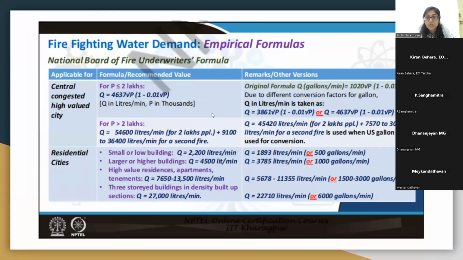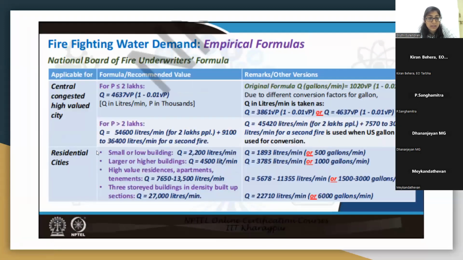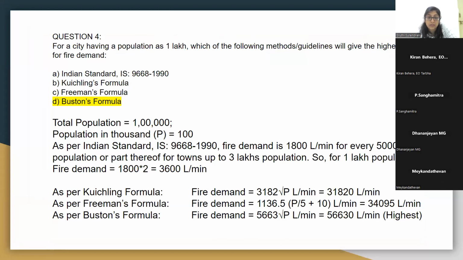So this is one important portion in water demand, the firefighting: these three formulas, Buston's formula, Kuichling's formula, Freeman's formula, and the Indian Standard method. Knowing these three formulas itself will give you marks. It might be a definite question for the exam. Also remember, whenever you put the population value, always divide the population given to you by 1000 and then use that value. Also, the answers will always be in liters per minute. In case they are giving liters per hour or liters per second, always make sure to convert and obtain the answer in liters per minute.